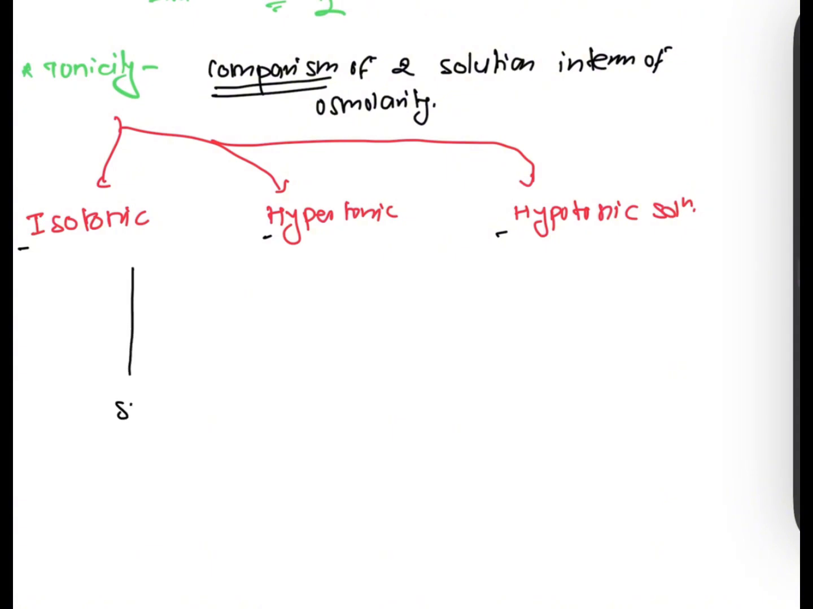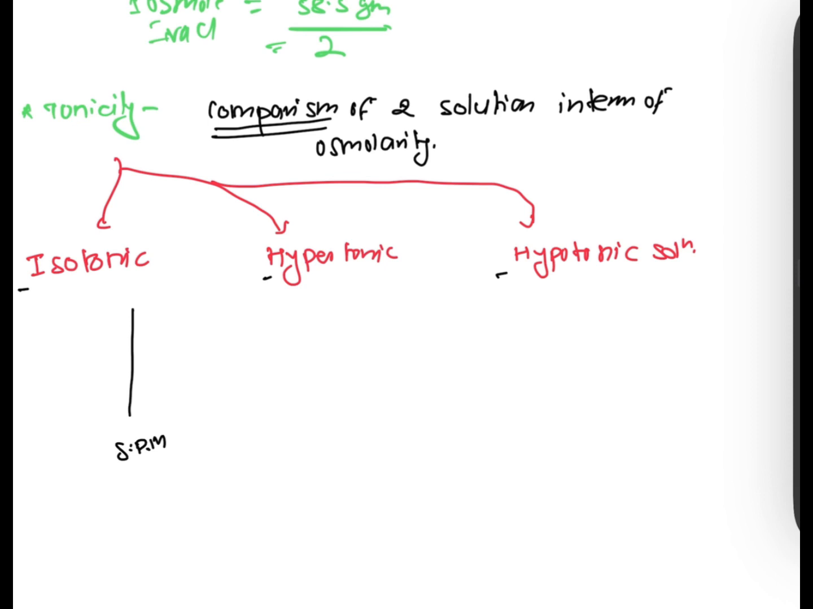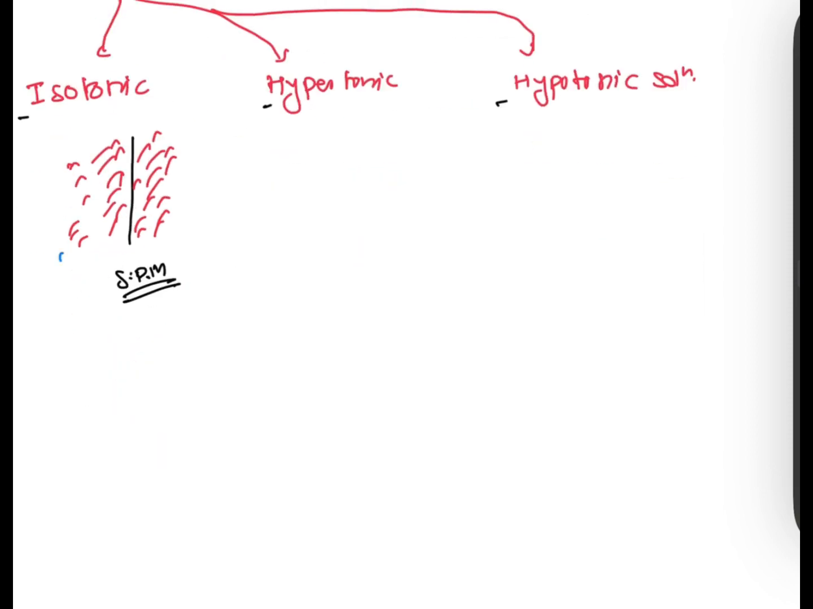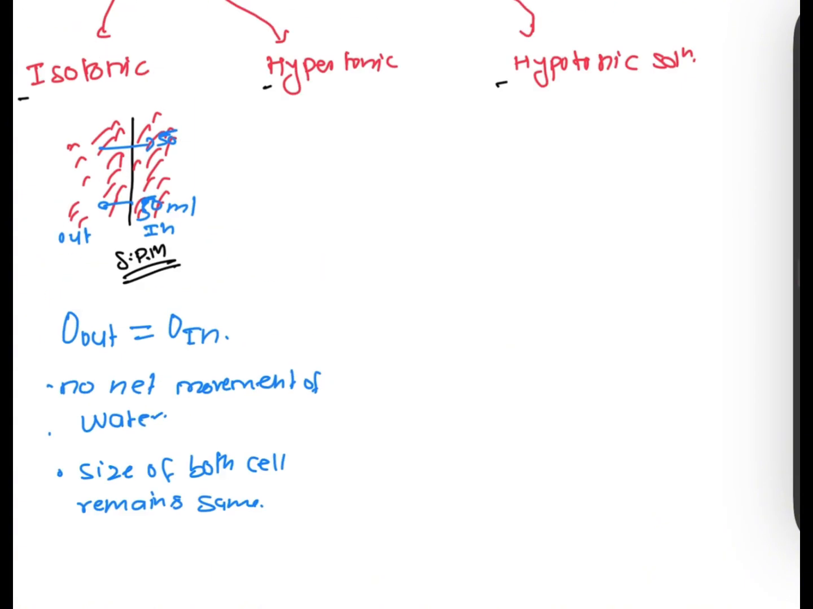In case of an isotonic solution, when two solutions are separated by a semi-permeable membrane, there is movement of water. But in case of an isotonic solution, there is equal osmolarity, that is, the osmolarity of the outer solution equals the osmolarity of the inner solution. So there is equal movement of water or no net movement of water. If 50 ml goes in, then 50 ml comes out, so no net movement. So there is no size change of both cells.